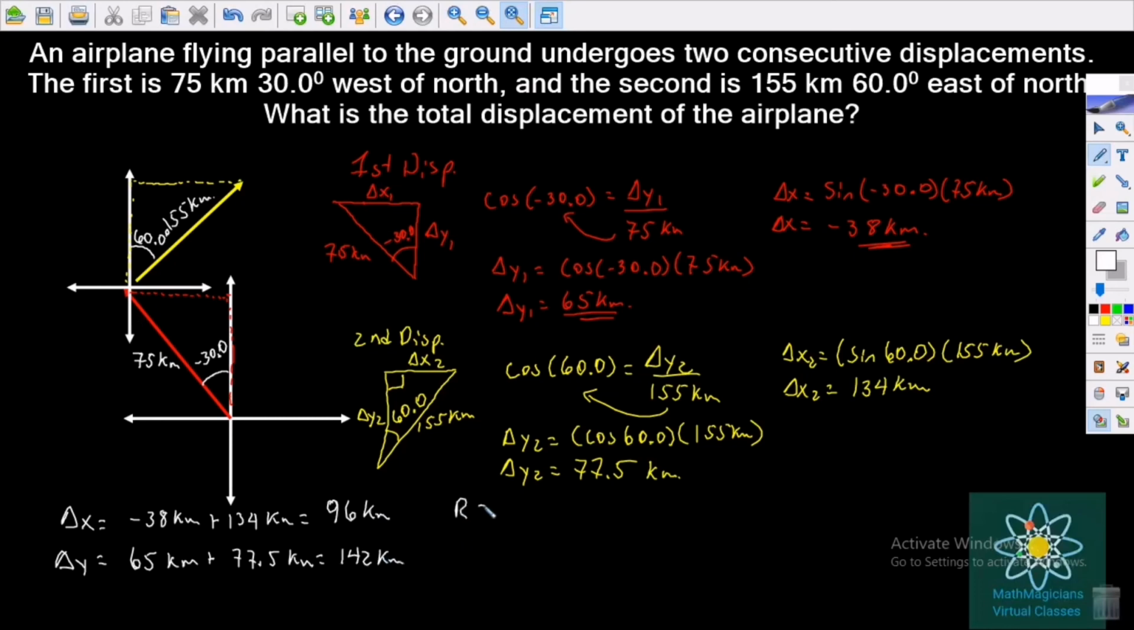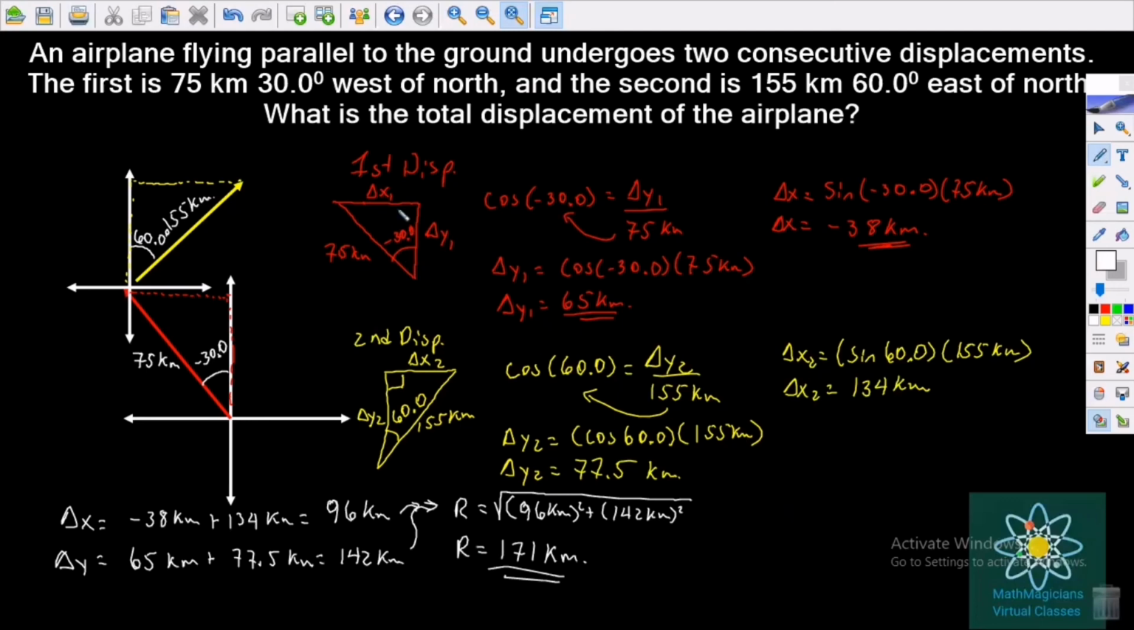Remember the resultant, we have the formula already. We know that it is this squared plus this squared, 96 kilometers squared plus 142 kilometers squared. We solve for the resultant in our calculator and we have, with three significant figures, 171 kilometers.